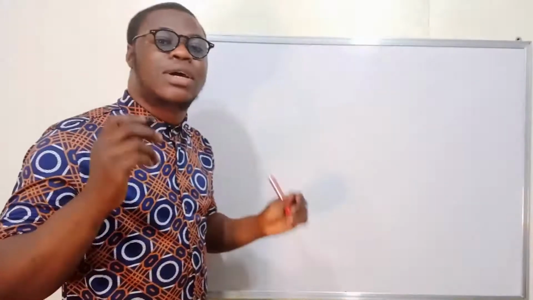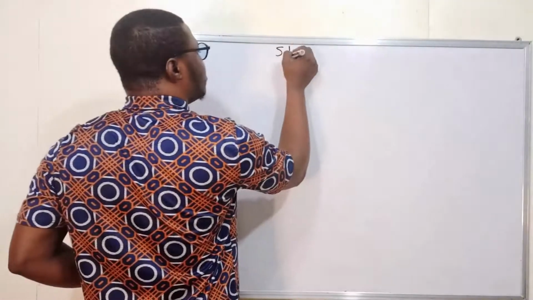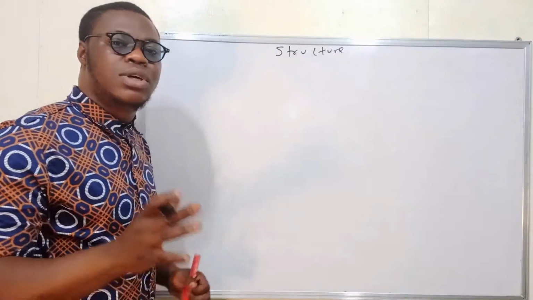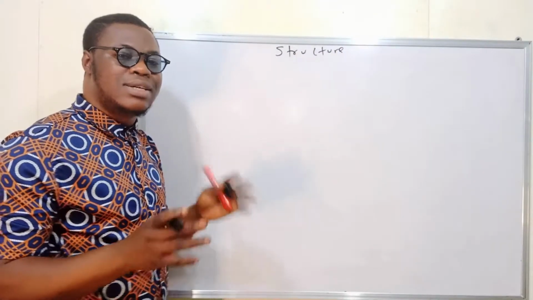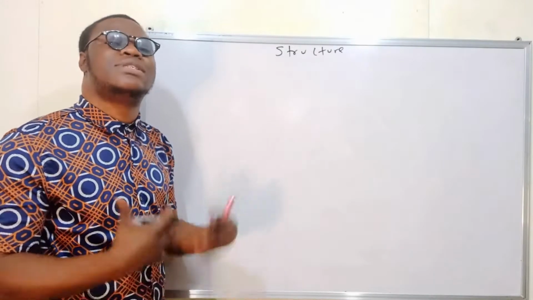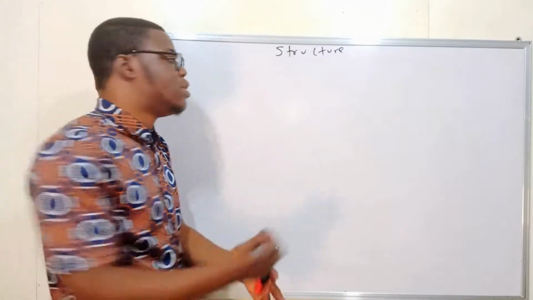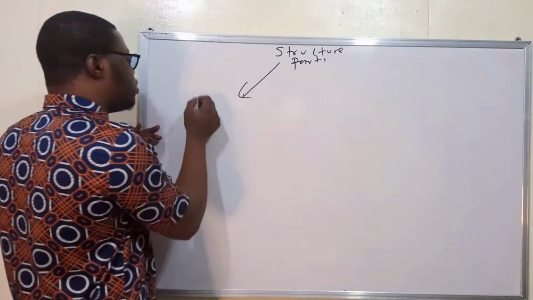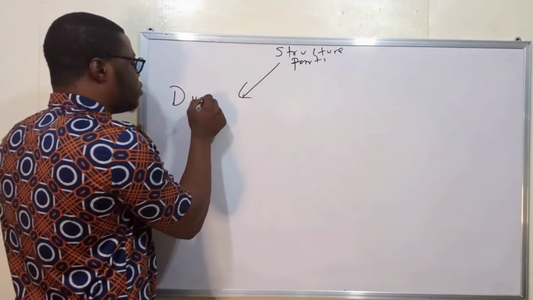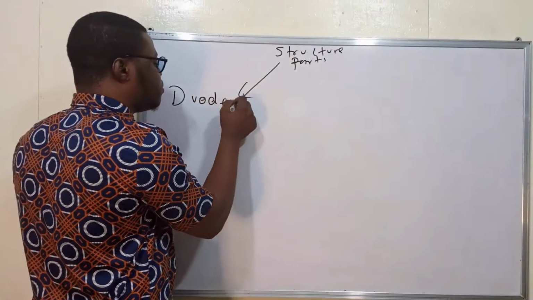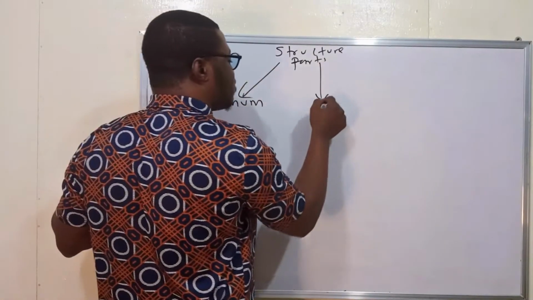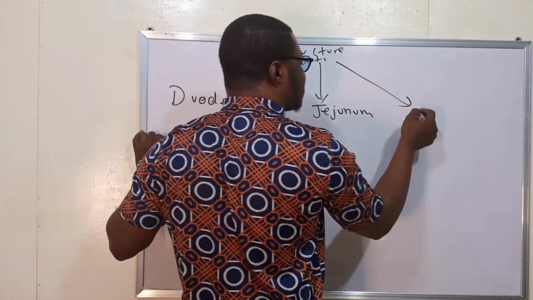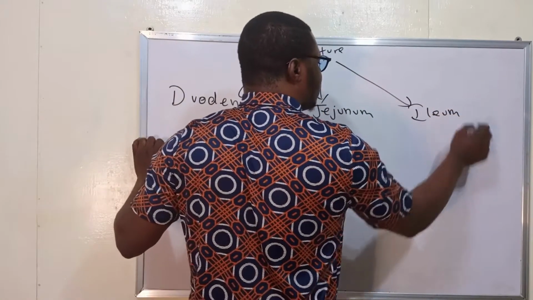Yeah, welcome back. Now, talking about the structure of the small intestine. The first thing I'd like to tell you is that the small intestine is divided into three parts, which means it has three parts. Now, what are the parts of the small intestine? The first one is called the duodenum. The second part is called the jejunum. And the last part is called the ileum.